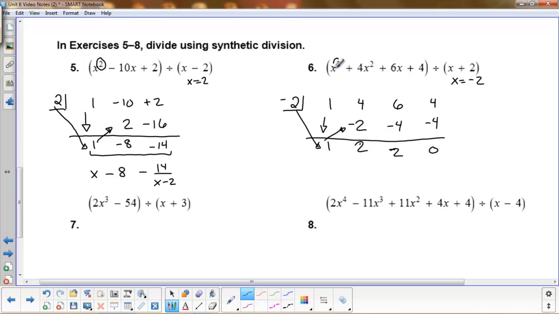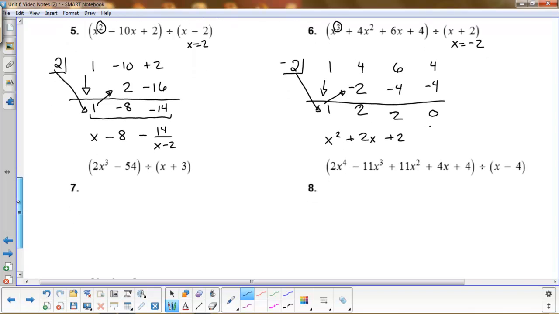The degree here is 3. So that means I begin with 1 less degree here. X squared plus 2x plus 2 with a remainder of 0. And that's my solution using my quotient using synthetic division.